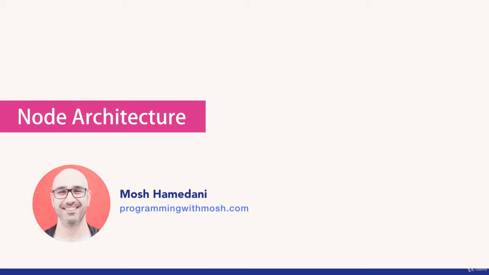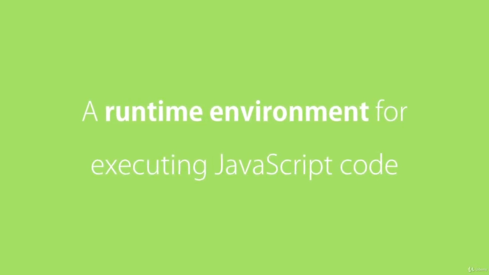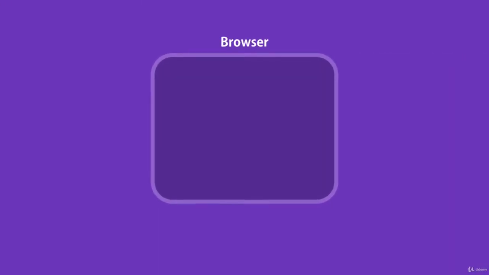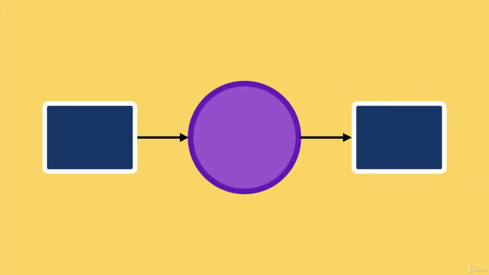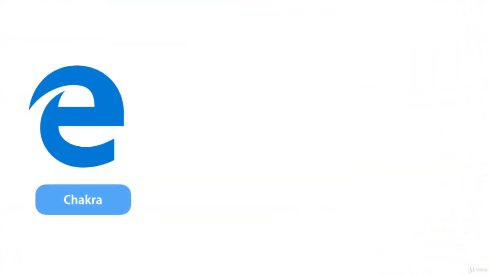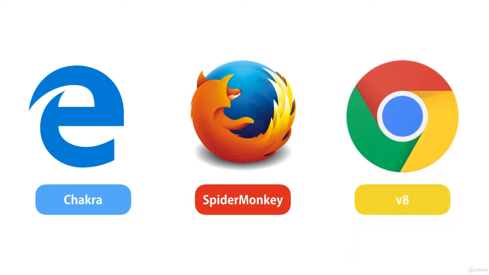So in the last video, you learned that Node is a runtime environment for executing JavaScript code. But what is a runtime environment really? Well, before Node, we used JavaScript only to build applications that run inside of a browser. So every browser out there has what we call a JavaScript engine that takes our JavaScript code and converts it to code that a computer can understand.